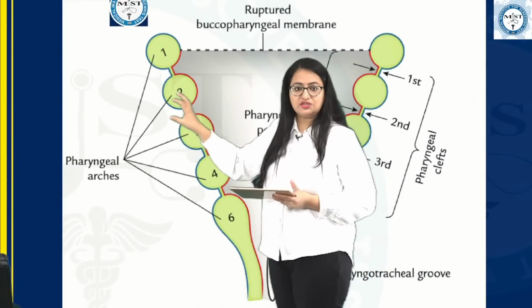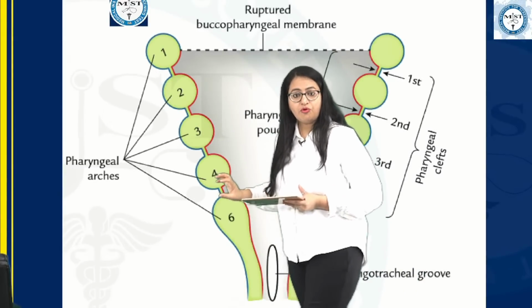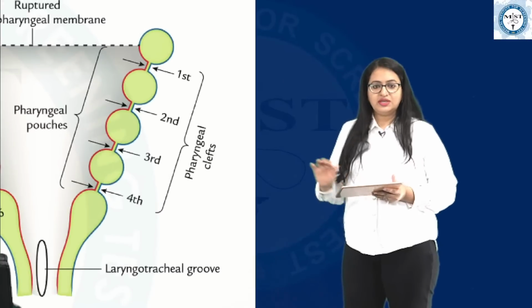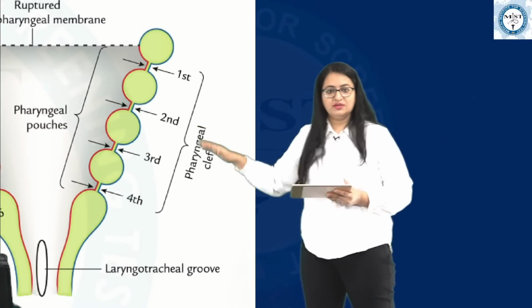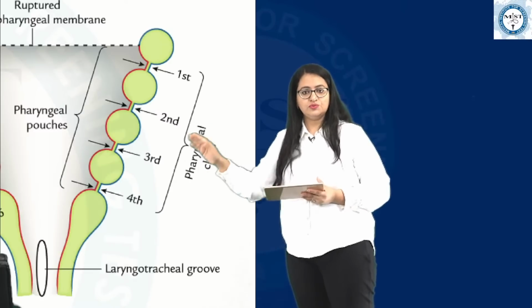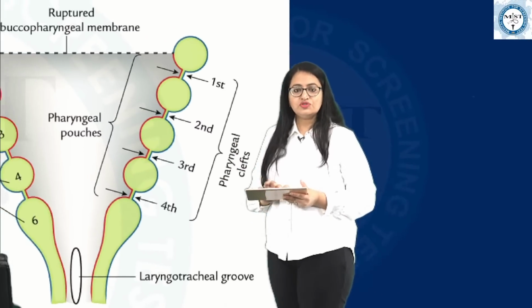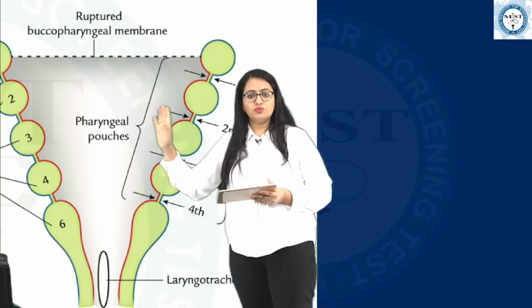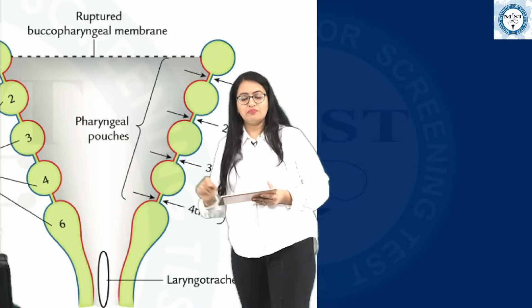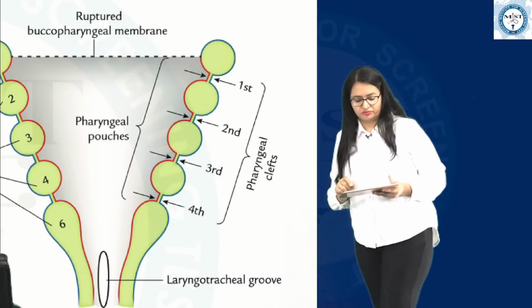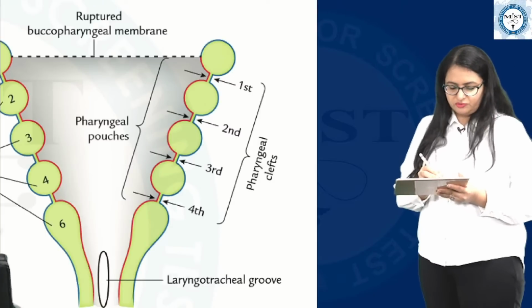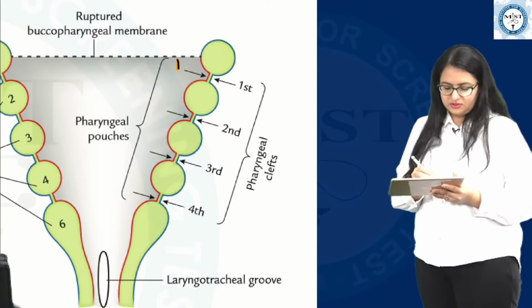These are the pharyngeal arches, 1, 2, 3, 4, 6. When you see depressions from the outer side, those are clefts, 1, 2, 3, 4. If you see the depressions from the inner side, those are the pharyngeal pouches, and over here also the counting is the same, 1, 2, 3, 4.